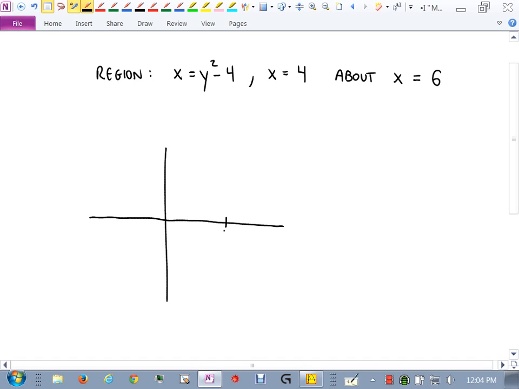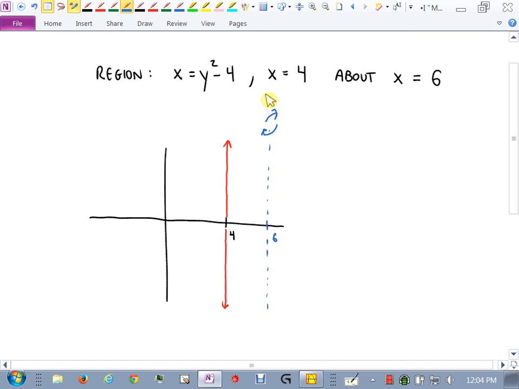I'll do x equals 4 first. That's one of my curves. X equals 6. This is my axis of rotation. So does everyone see that now instead of rotating this way, I'm actually going this way? I'm going to rotate it around like this, because my axis of rotation is now vertical instead of horizontal.